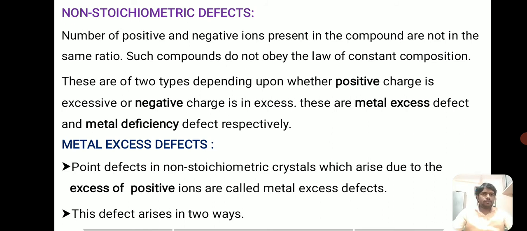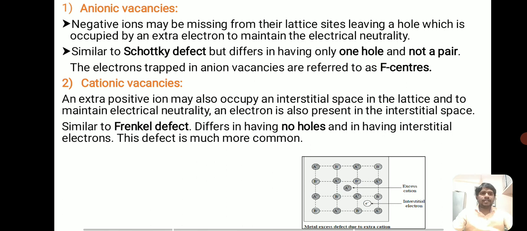And these are of two types, depending upon whether the positive charge is in excess or the negative charge is in excess. These are metal excess and metal deficiency defects respectively. Let us see the first one, metal excess defects. These are point defects in non-stoichiometric crystals which arise due to the excess of positive ions. So these are called metal excess defects. And this defect arises in two ways: one is anionic vacancies and another one is cationic vacancies.